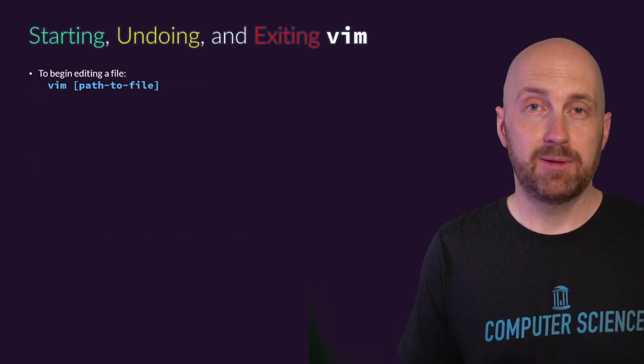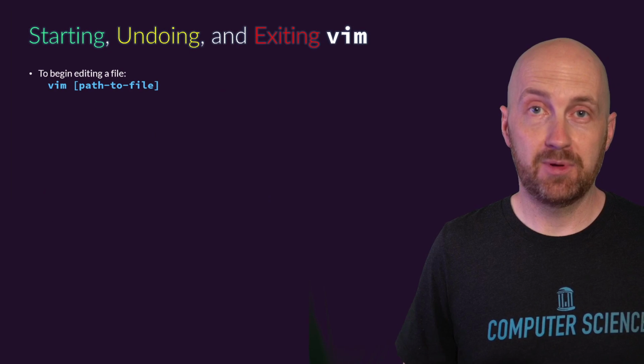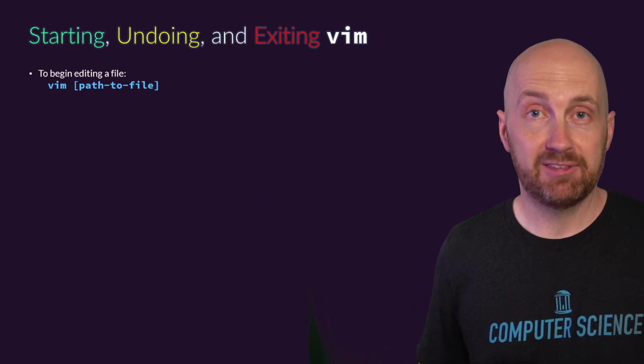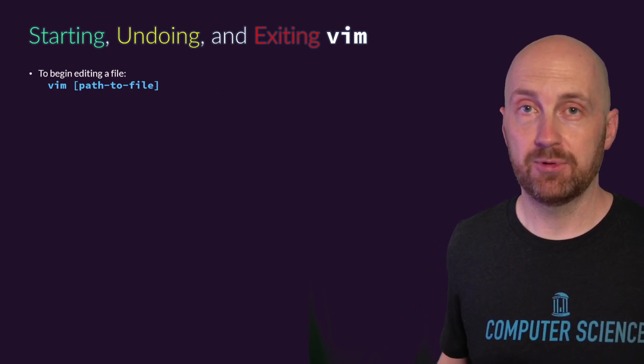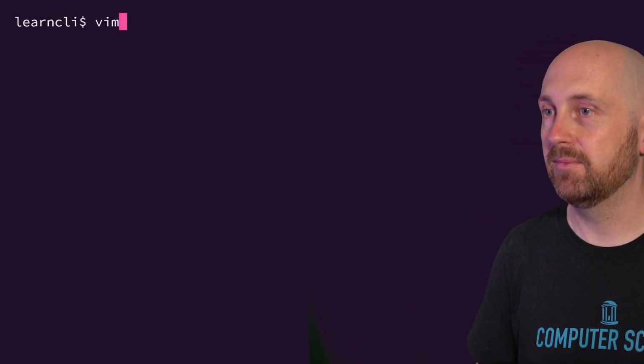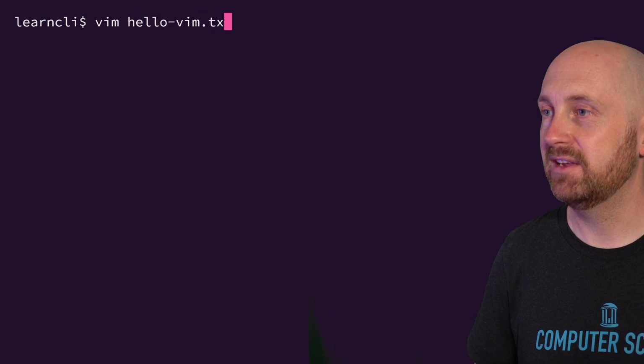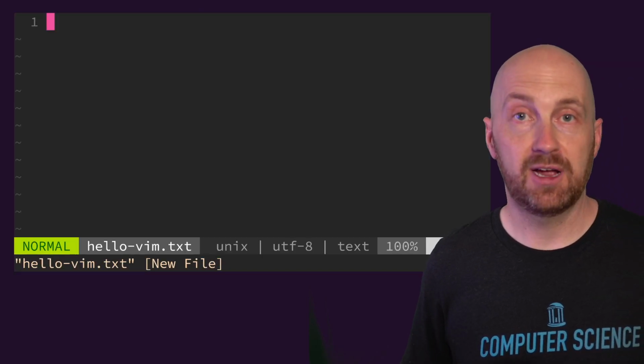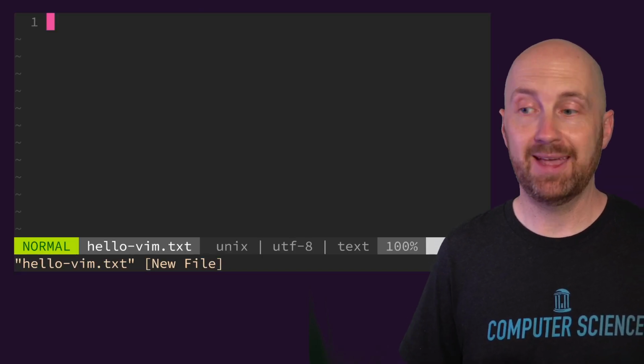To begin a Vim editing session, you use the vim program name followed by the path to the file that you want to edit. So for example, if we wanted to write a file called hello-vim, I could say something like vim hello-vim.txt. And when I press enter, I'm brought into a running Vim editor.